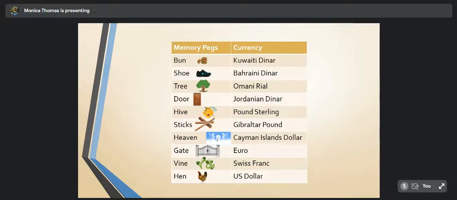So what is the ten? US dollar, hen. Can you think of anything for dollar? Doll. Hen is holding a doll and running around. And dollar is only the US dollar. That's it. There's no other dollar.